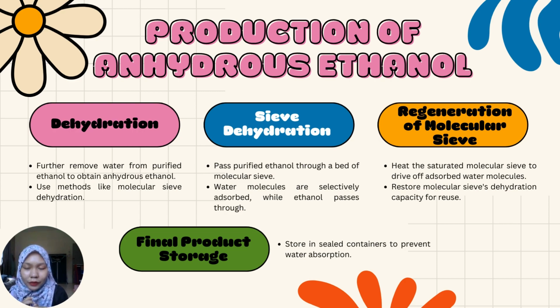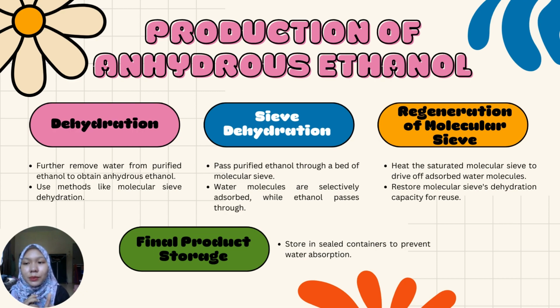Regeneration of molecular sieve. Over time, the molecular sieve becomes saturated with adsorbed water molecules and loses its dehydration capacity. To regenerate the molecular sieve and restore its adsorption capacity, it is heated to a high temperature, typically in the range of 150 degrees Celsius to 250 degrees Celsius. This heat treatment drives off the adsorbed water molecules, leaving the molecular sieve ready for use in the dehydration process.